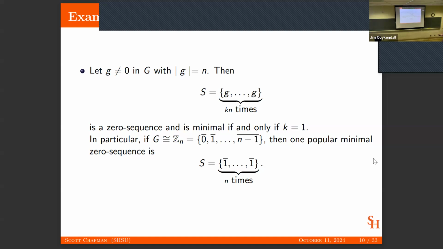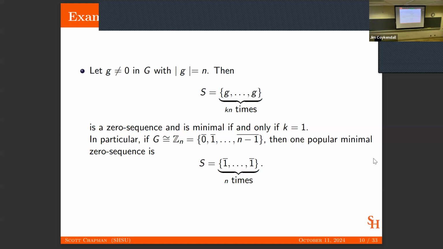And so in Z7, 7 copies of 1 sums to 0. It's a minimal zero sequence because no sub piece of it sums to 0. No non-empty piece of it sums to 0. Okay. So in particular, in Z mod n, which I'll write the elements of as congruence classes like this, one popular minimal sequence is n copies of 1.